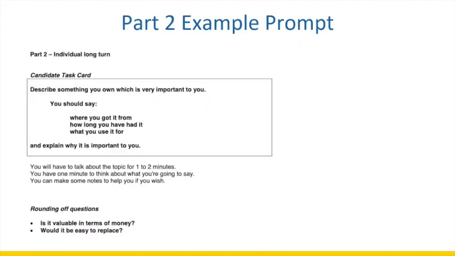And now we are going to discuss our Part 2 example prompt. As you remember, in Part 2, you'll be given a candidate task card. You'll be asked to do the following, as in the example we have on the slide. Describe something you own which is very important to you. You should say where you got it from, how long you have had it, what you use it for, and explain why it is important to you.